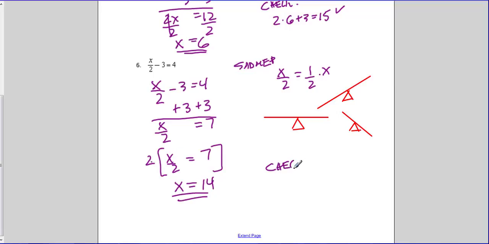To check my answer, I take 14, replace x with 14, so 14 over 2 minus 3 is 4. Well, 14 divided by 2 is 7. 7 minus 3 is 4. It checks out. And this concludes the video.